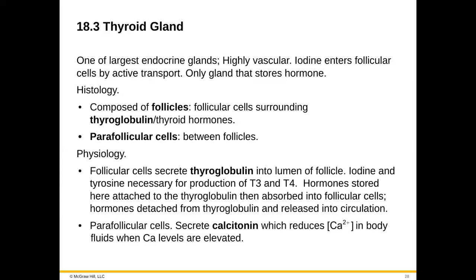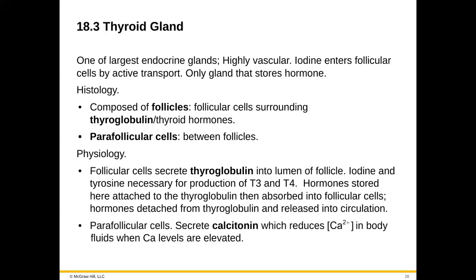It's extremely vascular, and it's heavily reliant on iodine to enter these follicular cells by a means of active transport, so an energy requiring cellular movement. And it's the only gland that's actually going to store hormones.